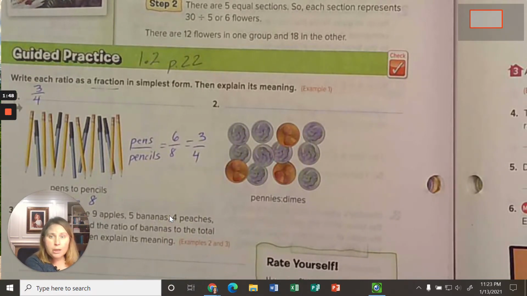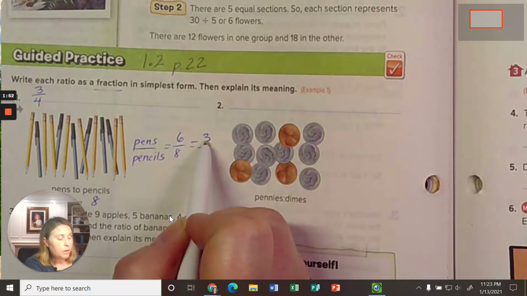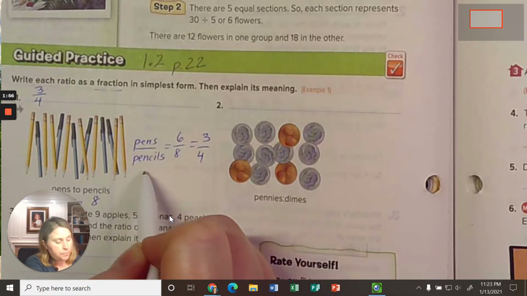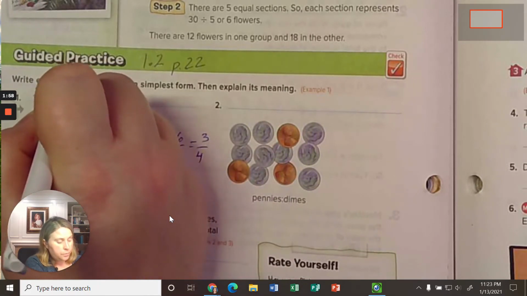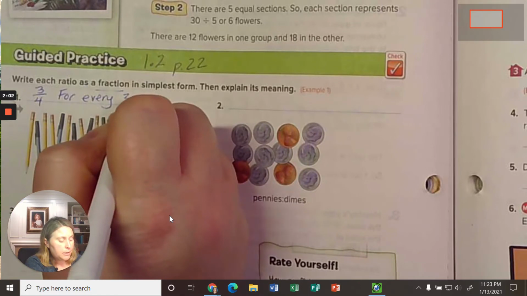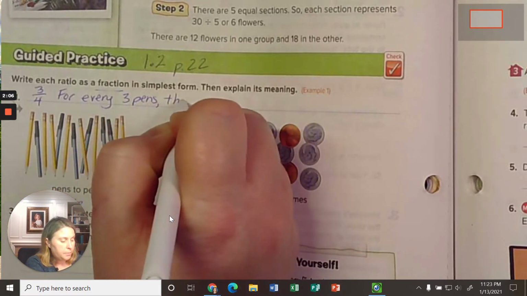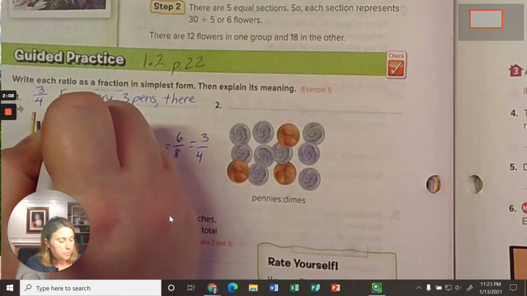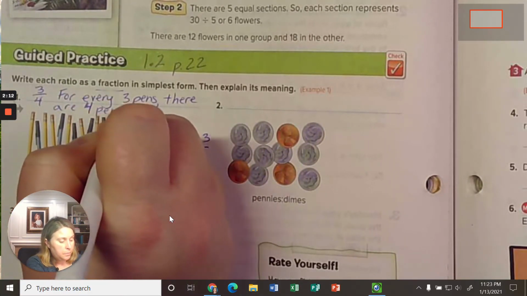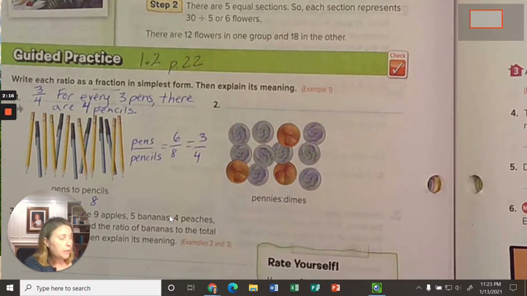And then explain its meaning. So what that tells us is that for every 3 pens, there are 4 pencils. And that's explaining the meaning.